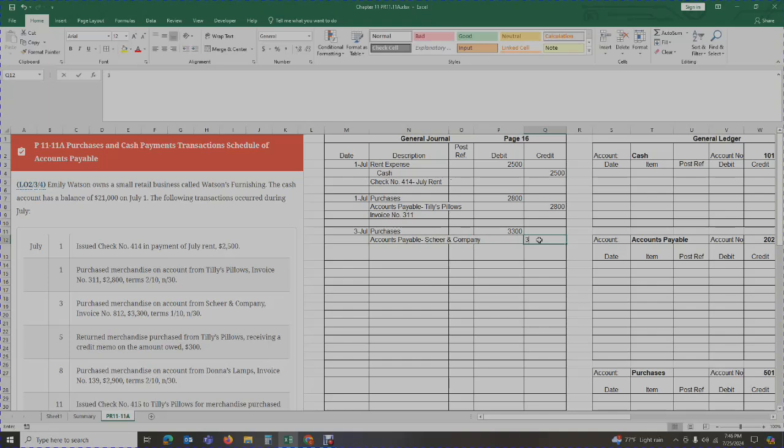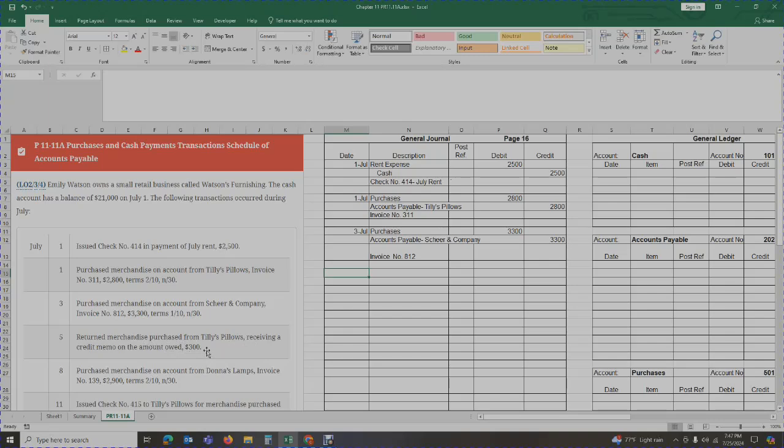For $3,300. Okay. So if you see these two entries are the same, it's just a different dollar amount and a different vendor. This one's Tilly's, this one's Shear. And this is invoice number 812. So that happened on July the 3rd. On July the 5th, return merchandise purchase from Tilly's Pillows receiving a credit memo on the amount owed, $300.